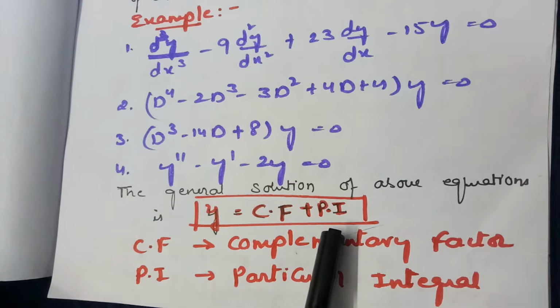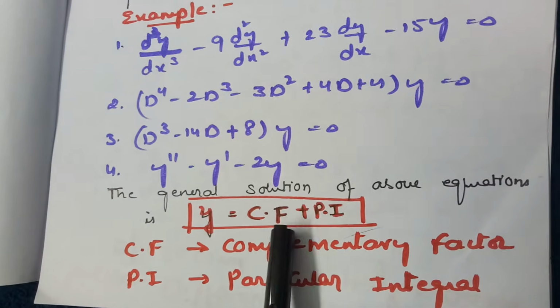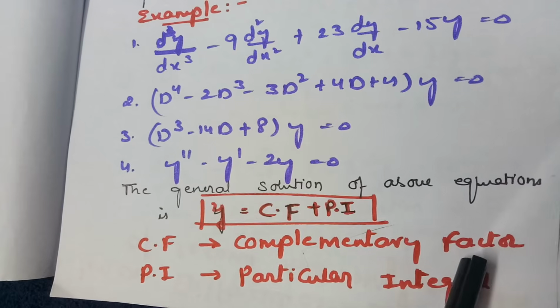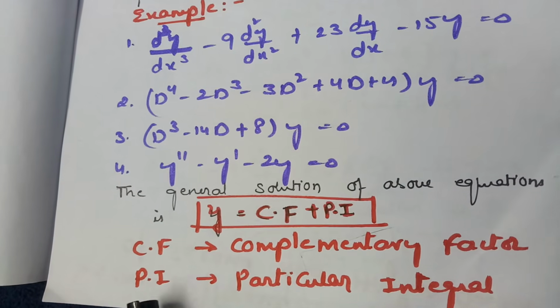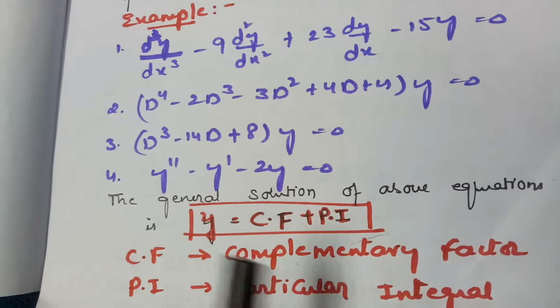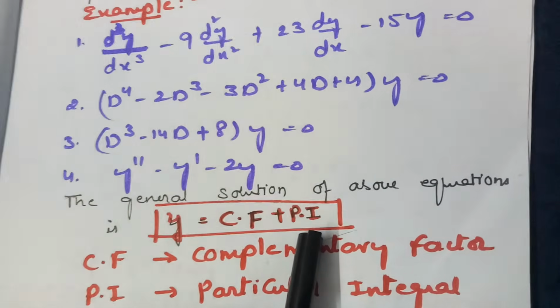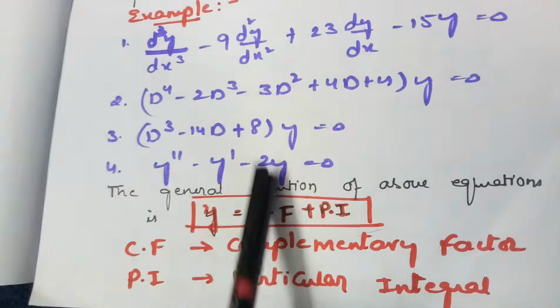The solution will be in two parts. In this video I told you what CF is, that is the complementary factor. In my next videos I'll tell how to solve the particular integral. If you add both the CF and PI, we'll get the general solution of the above equation.